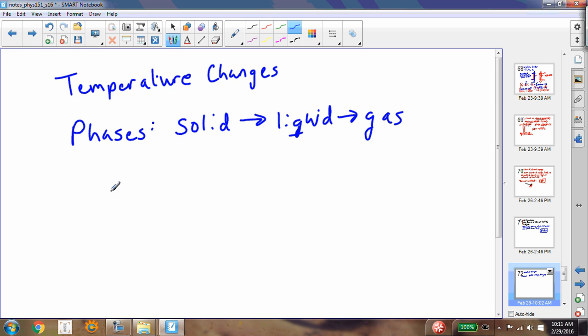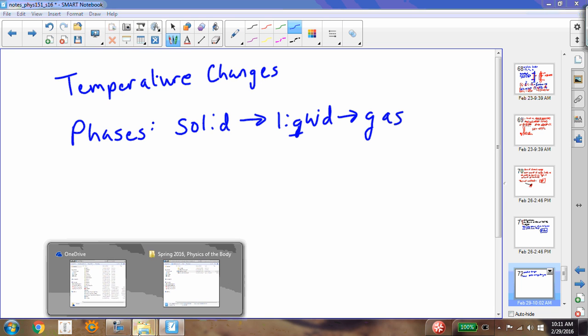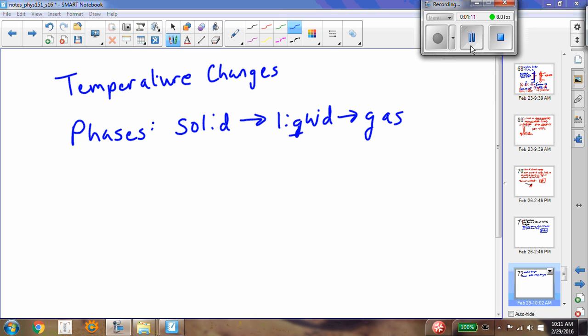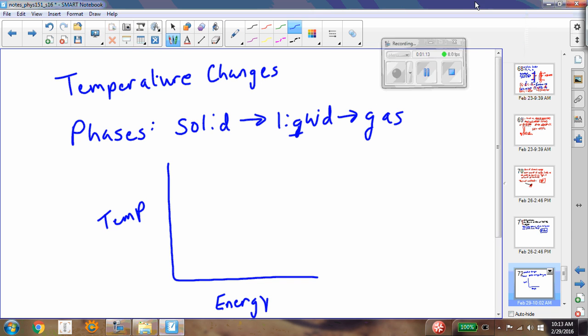Let's see, I have a plot here. What's this for just a second? So let's see, I couldn't find the plot, but I can draw it pretty simply. Let's plot the temperature of a substance versus the energy. So let's imagine that I start with ice, water ice. It has a temperature below 0 degrees Celsius or 32 degrees Fahrenheit.